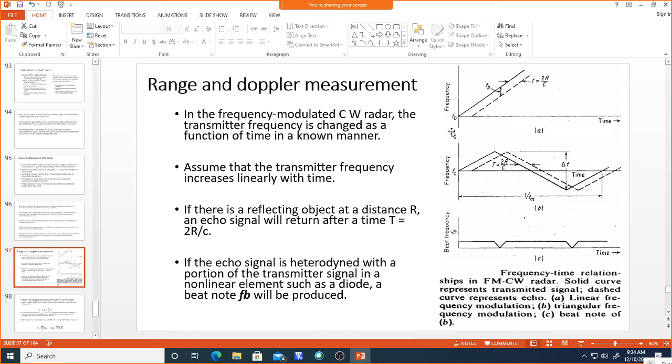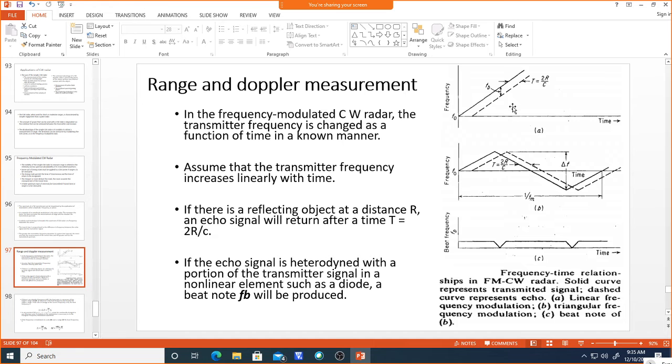Now, how are we able to measure the range and Doppler frequency in this frequency modulated continuous wave radar? The transmitter frequency is changed as a function of time in a known manner. For example, if it is varying linearly, then we can estimate the range and Doppler frequency easily. But the problem with linear variation is that the device we use to modulate and demodulate must operate in the linear region.